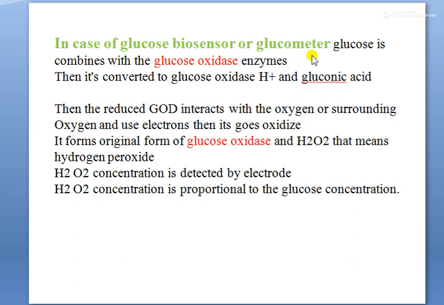As in the previous example, where there were NH4 plus ions, that is ammonium ions, and NH4 plus ions were proportional to urea, here the H2O2 concentration is proportional to the glucose concentration. That means when we measure the concentration of H2O2, we also measure the glucose concentration, right? That means both are in a proportional relationship, right?